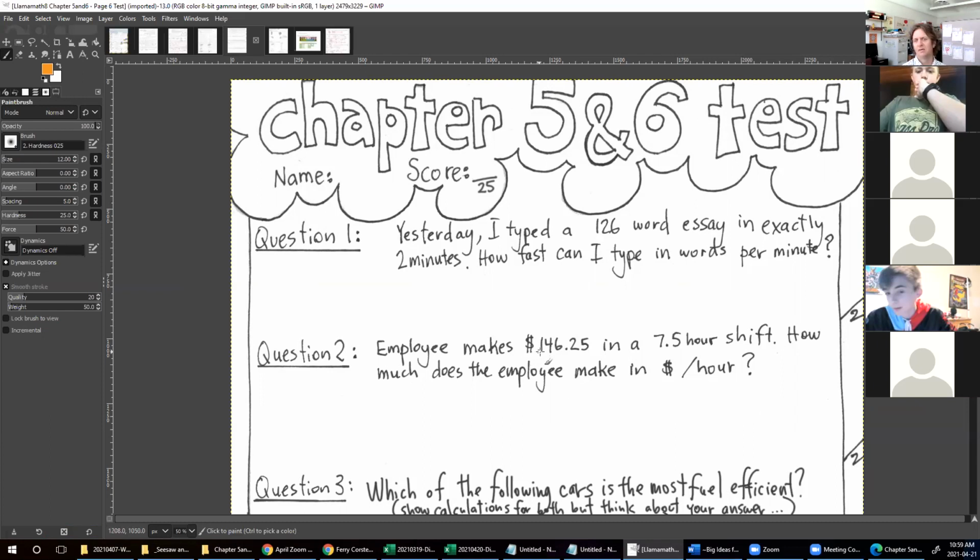An employee makes $146 in a 7.5 hour shift. How much does it make in dollars per hour? So I'm going to write dollars per hour is what I want. And you're going to put dollars on the top, and you're going to put hours in the bottom.